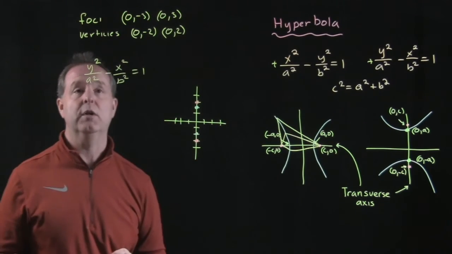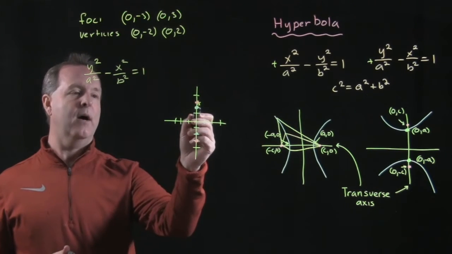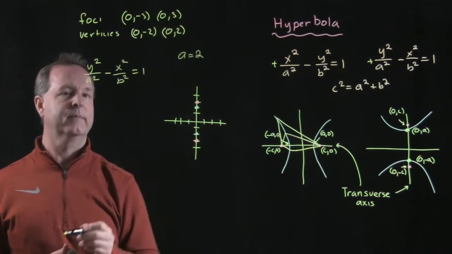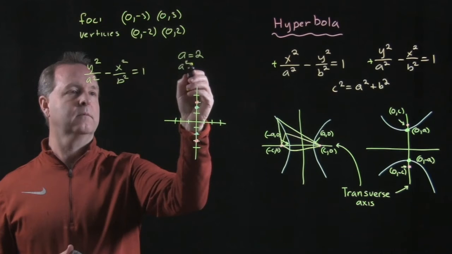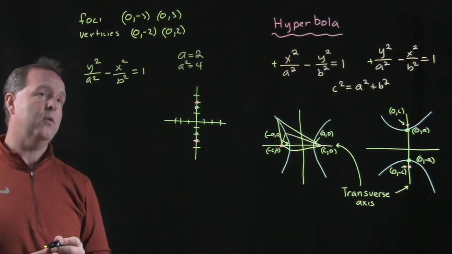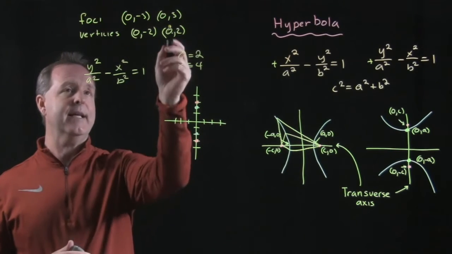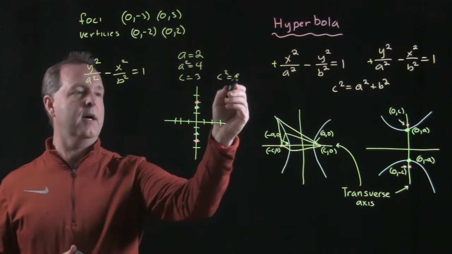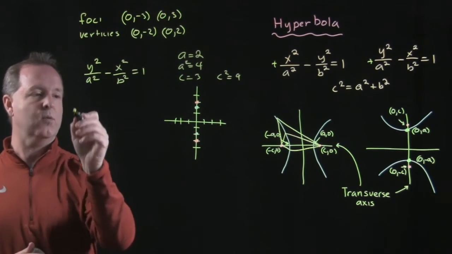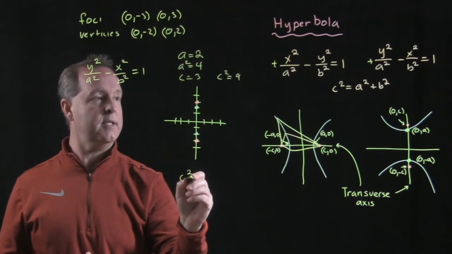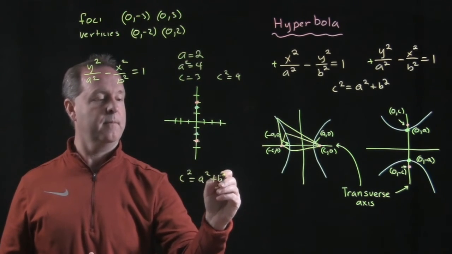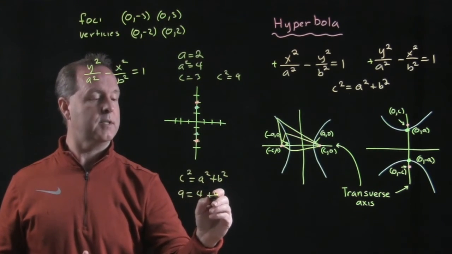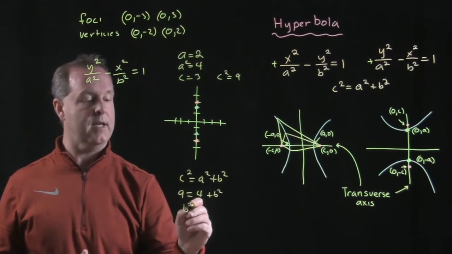And from there, let's do a little bit of work. We know what our a is. Our a is 2, so a squared equals 4. The b we don't know. The c we are given. The c is 3, so c squared equals 9. Let's do it down here. c squared equals a squared plus b squared. c squared is 9, so 9 equals a squared, which is 4, plus b squared. b squared has to equal 5.